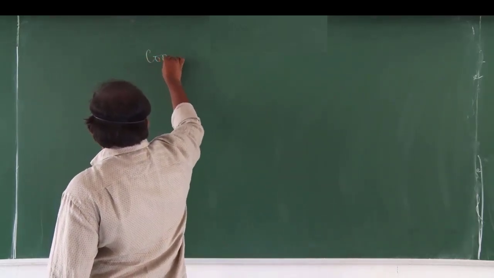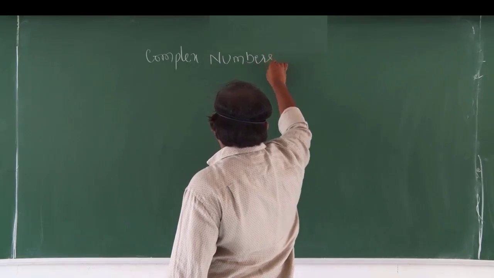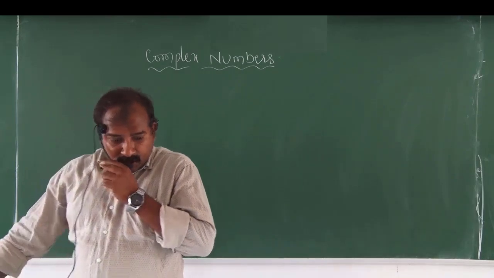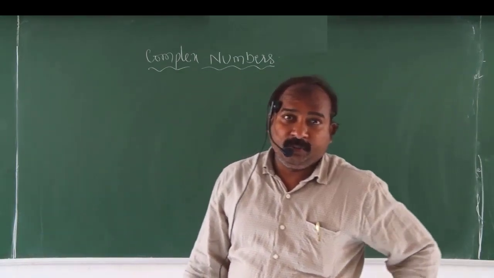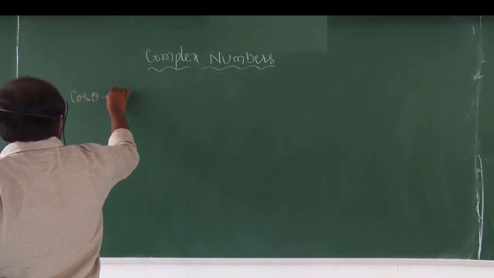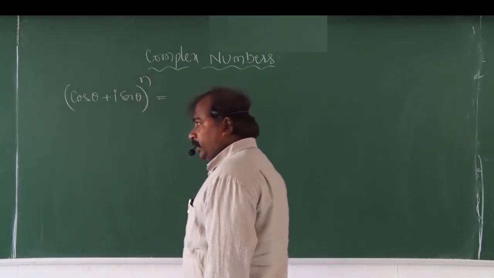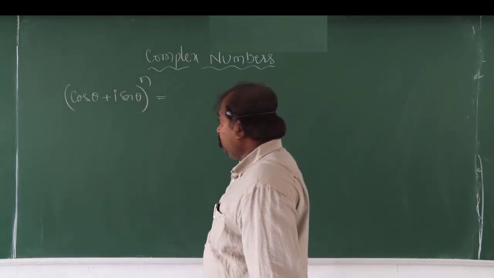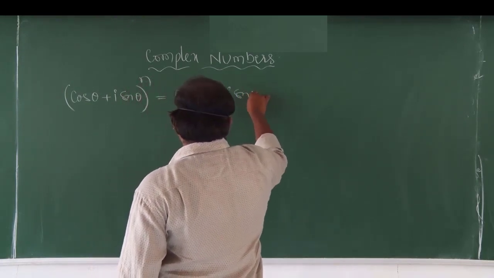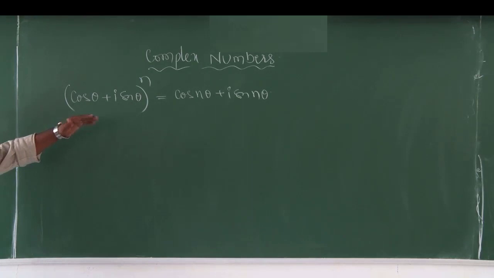Now we are discussing complex numbers, and in complex numbers we are doing De Moivre's theorem. So (cos theta plus i sin theta) whole power n: how can I write this value? According to De Moivre's theorem, this value can be written as cos n theta plus i sin n theta, where n is an integer.